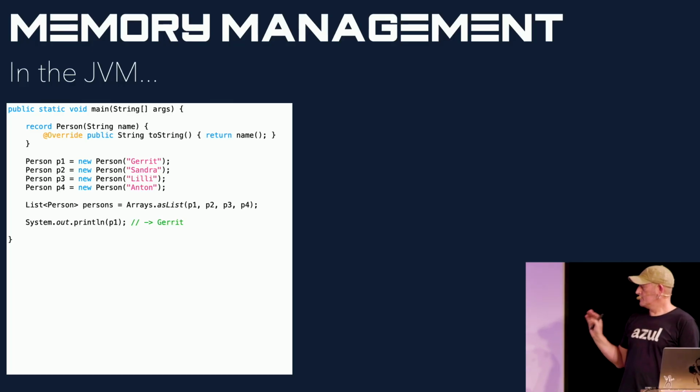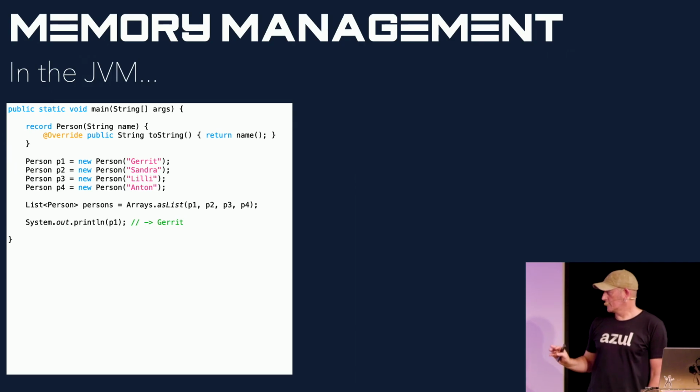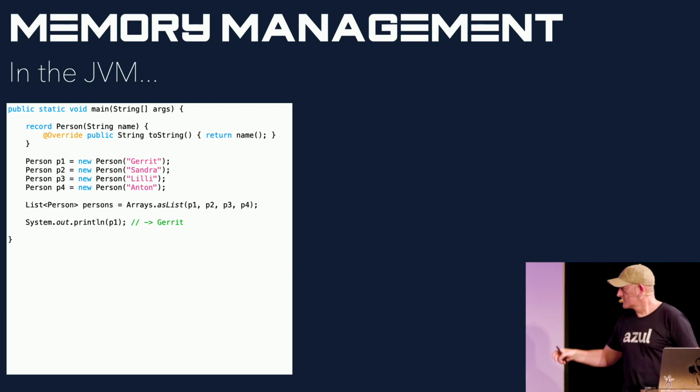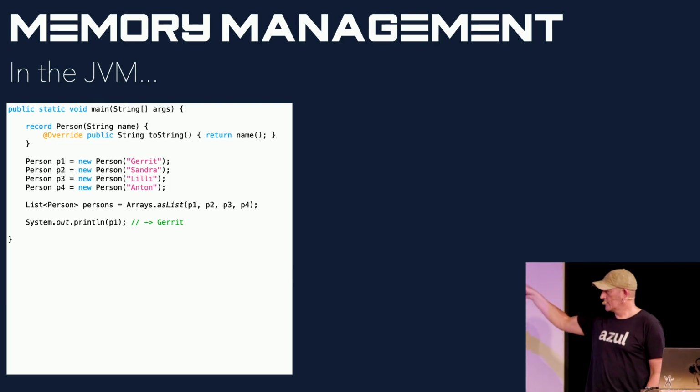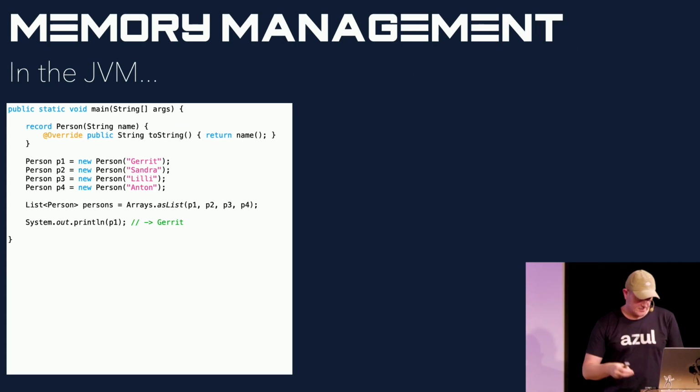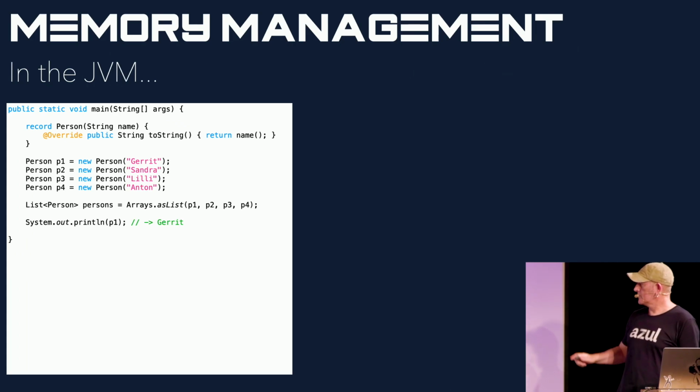To give you a little example and try to explain how it works, and keep in mind, this is not the detailed thing. This is not a deep dive on garbage collection. This is all the most simplest way to give you an idea. So we have this little program, a record of person with a property name. I instantiated 4 of them, put them in a list, print out the first one, which is my name.